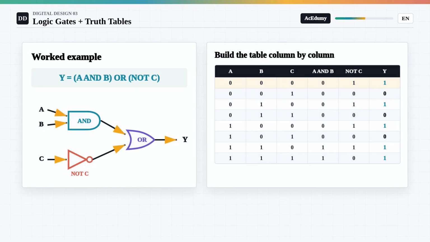Now let us solve a small circuit. The expression is Y equals (A AND B) OR (NOT C). First compute A AND B, then compute NOT C. Finally, OR those two intermediate results together. If C is 0, NOT C is 1, so the final output is automatically 1. If C is 1, NOT C is 0, and the output depends on A and B. That means only the row A equals 1, B equals 1, C equals 1 still produces 1 through the AND path. The table makes the behavior visible.